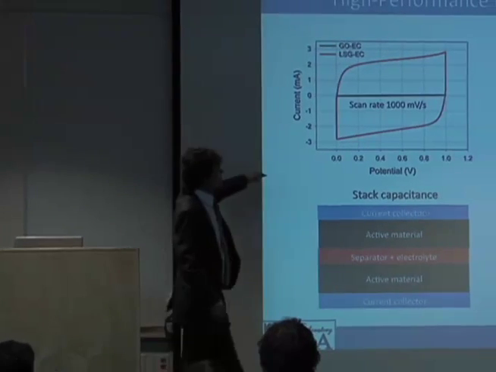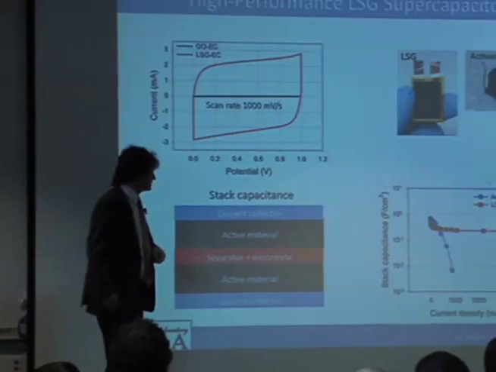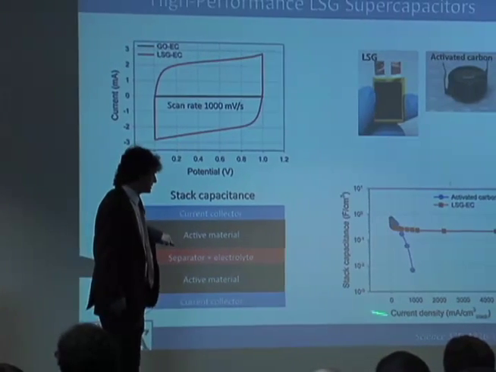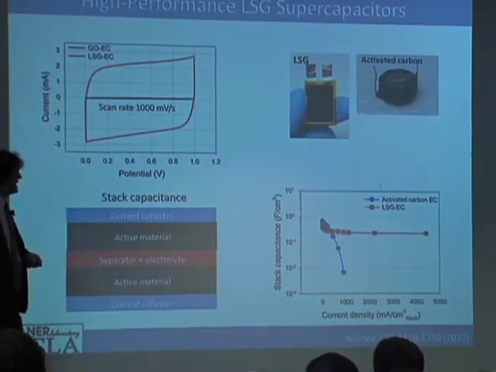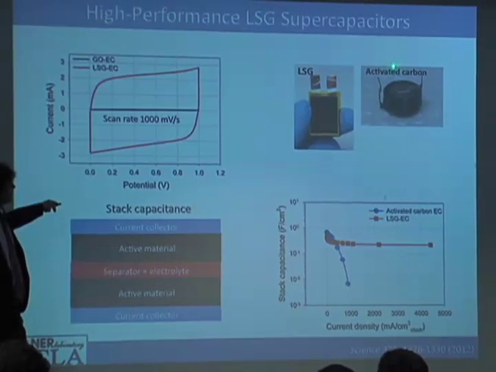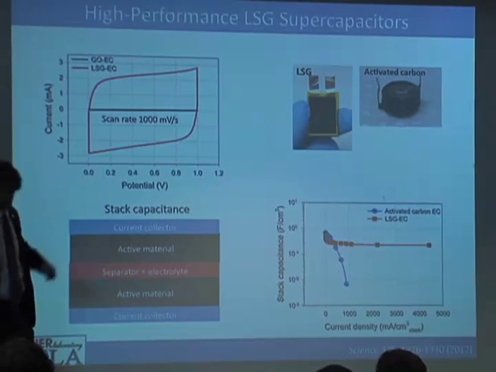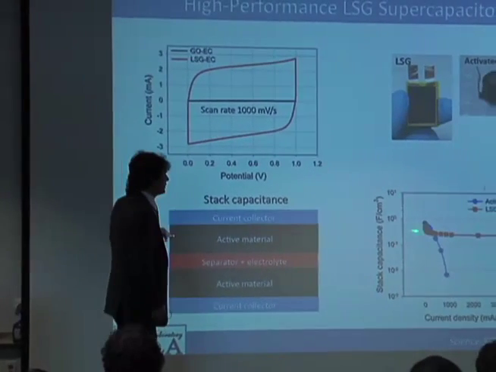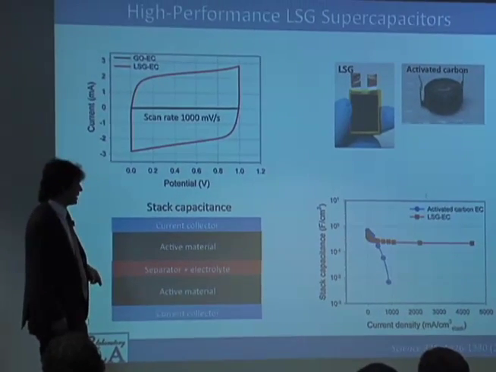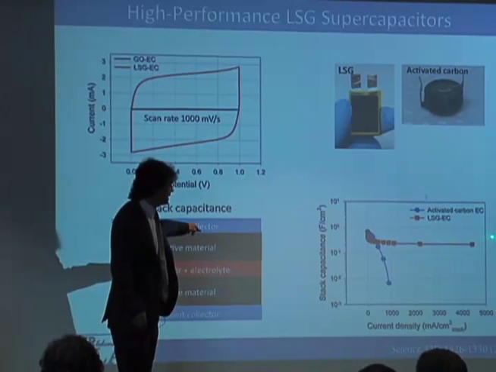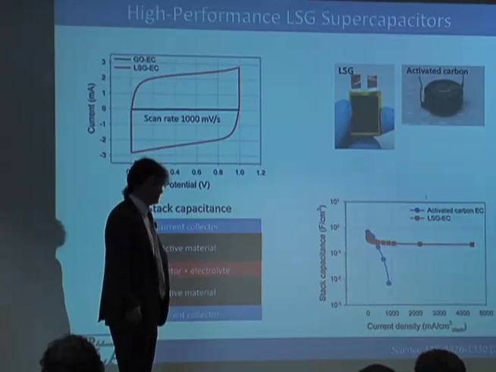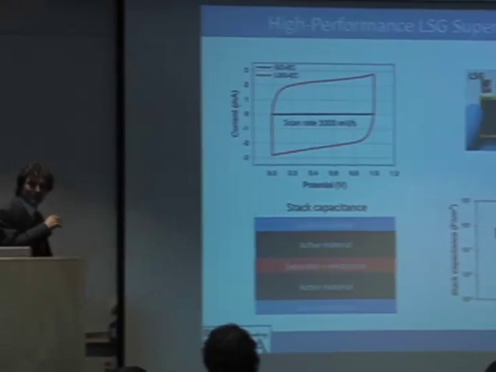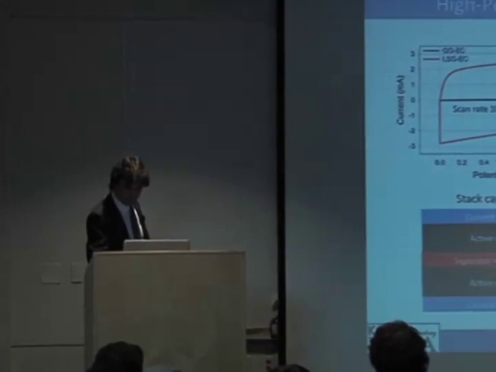This is what a commercial supercap looks like. You can buy these. And here's the stack capacitance in farads per cubic centimeter versus current density in milliamps per cubic centimeter. At low current, we're comparing ours to the commercial thing. They both have about the same properties. But as you drive the commercial one harder, it falls off. And ours is still performing. Here's at 5,000 milliamps per cubic centimeter. I'll show you, you can go much higher with these if you like. So these are very high power devices.